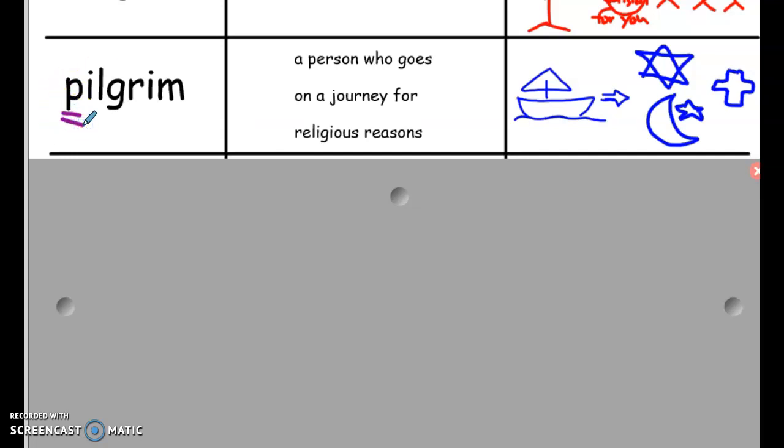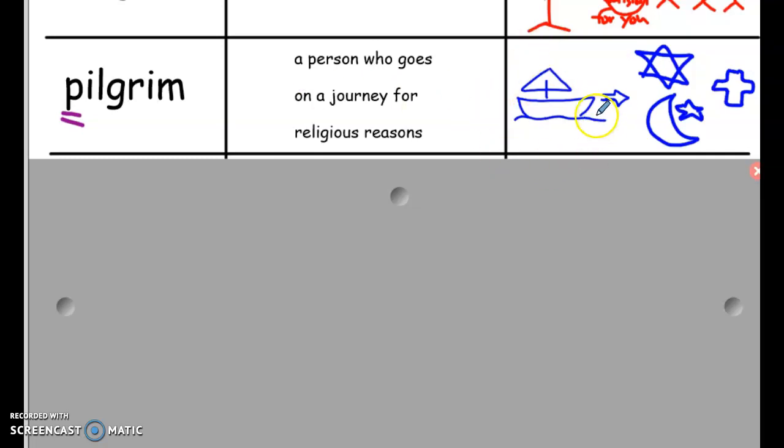Lowercase. Okay. Uppercase P would be the Pilgrims, the people who came from England to Massachusetts. But lowercase p is a person who goes on a journey for religious reasons. And there are still pilgrims in our world today. We say that people go on a pilgrimage when they go on a religious journey. So in the case of the people who call themselves separatists, who came from England in order to practice their religion freely after what they felt they had suffered in England.